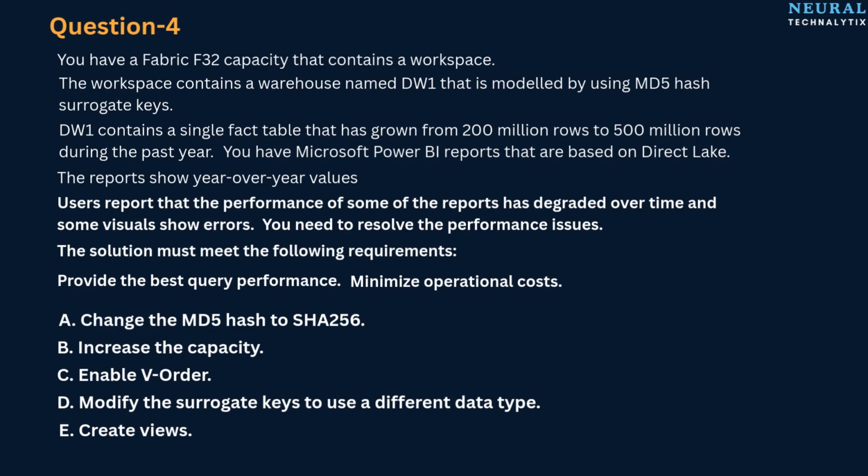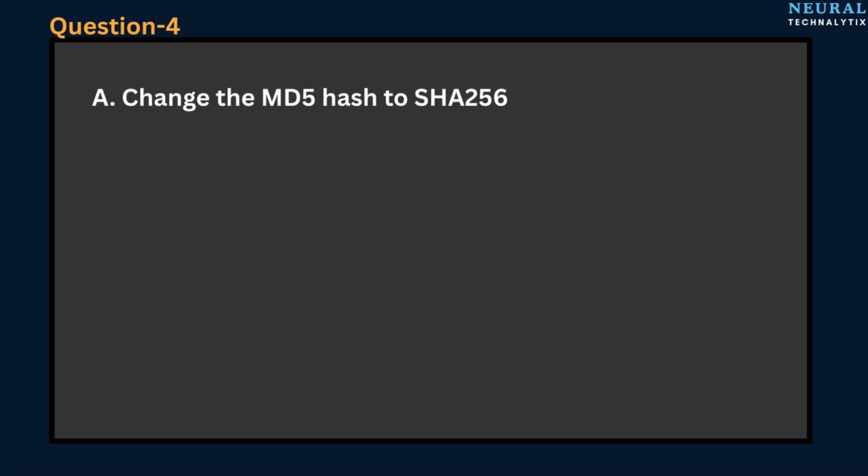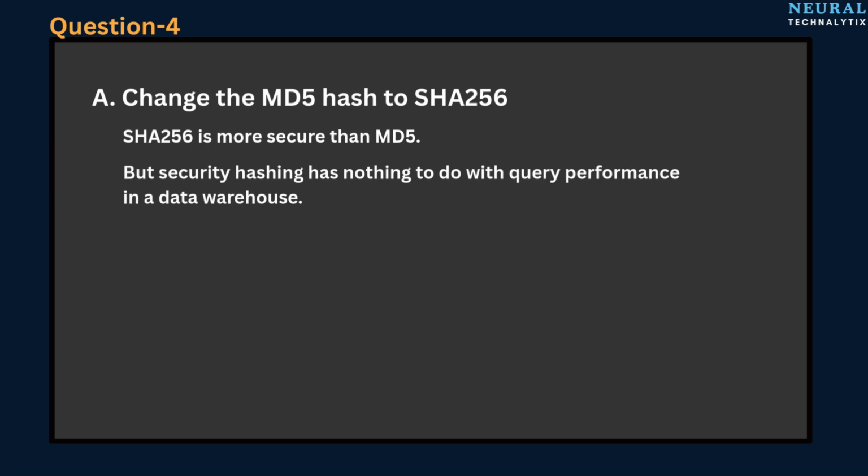Now let's evaluate each option one by one. Option A, change MD5 to SHA256. Yes, SHA256 is more secure than MD5. But security hashing has nothing to do with query performance in a data warehouse. So this option does not solve the problem.